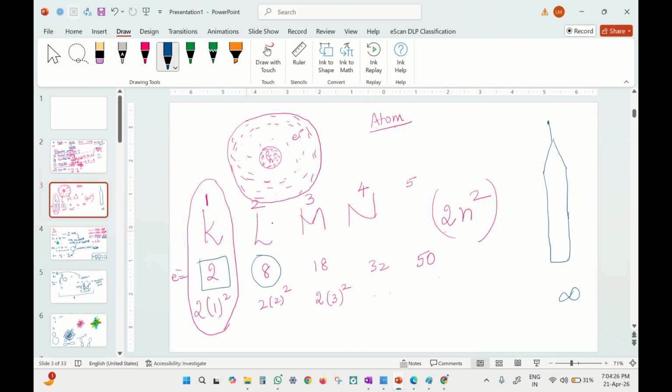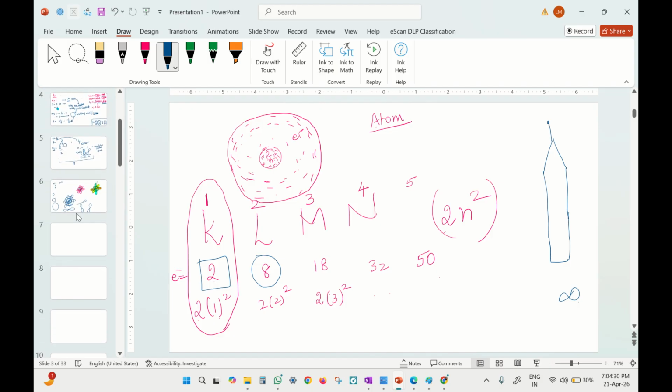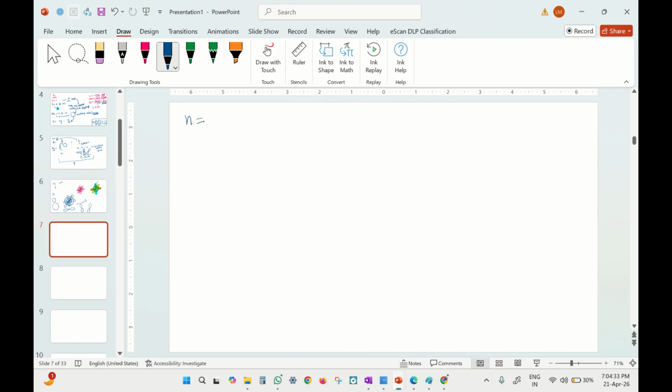Okay. Can we break down the third one? N is equal to 3. L is equal to 0, 1, and 2, right? What will you call them? You will call them S, P, and D. What does S look like? Sphere. What does P look like? Dumbbell.